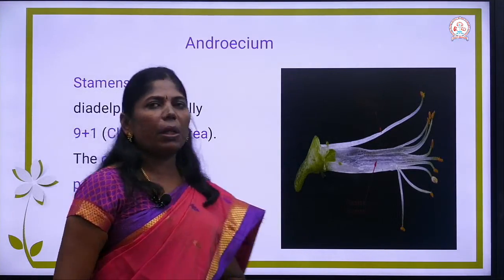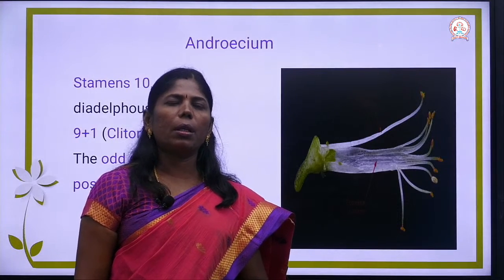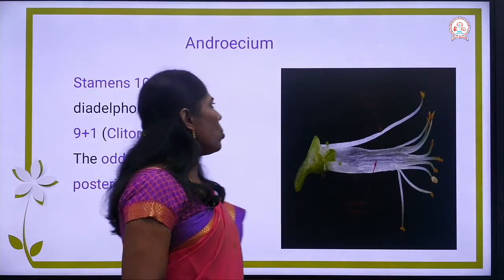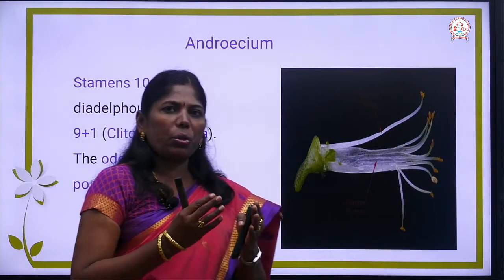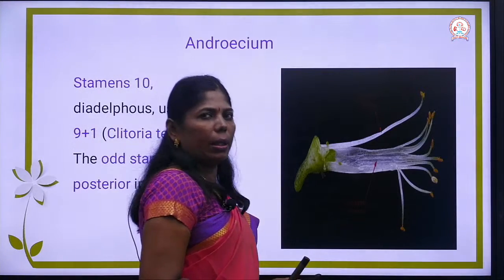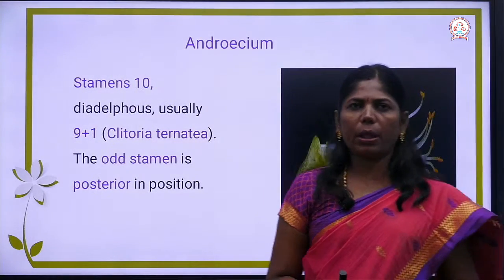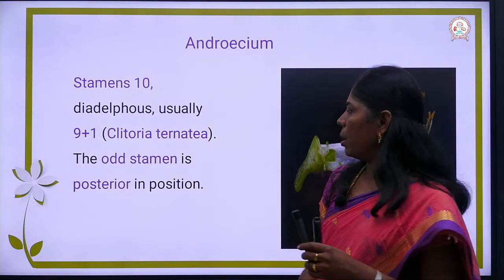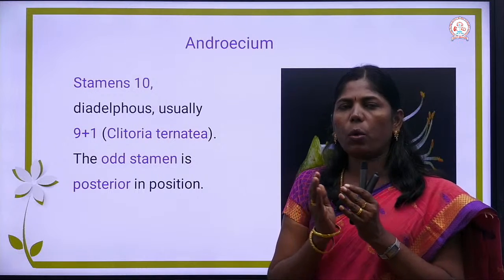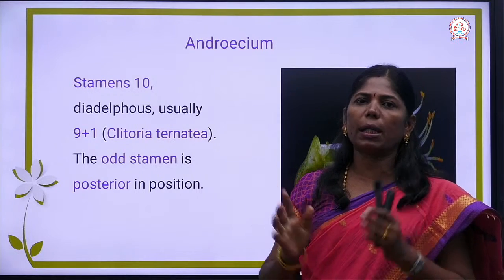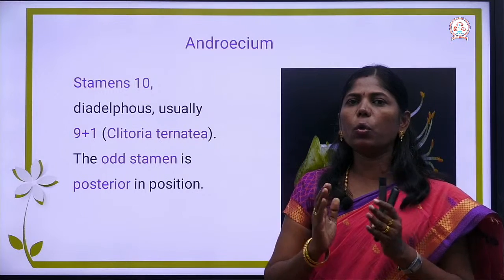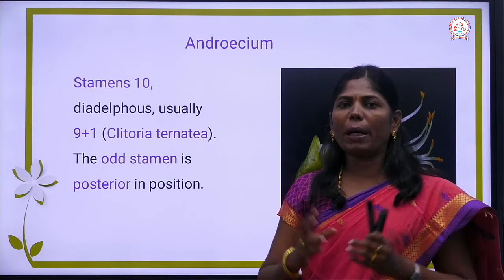Next we are going to see the Androecium. Androecium is the male sex organ of the flower. A number of stamens together form an Androecium. How many stamens are here? It has 10 stamens. How are the stamens arranged? This is arranged in a 9+1 arrangement. 9 stamens are joined together, only one stamen is separate. So the 9+1 arrangement means 2 bundles.